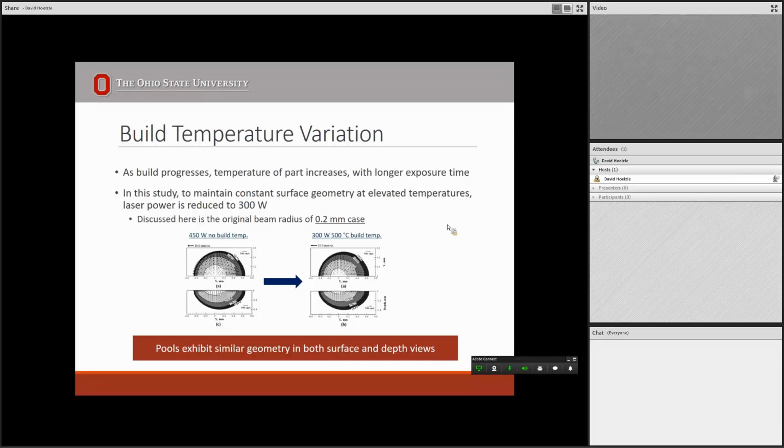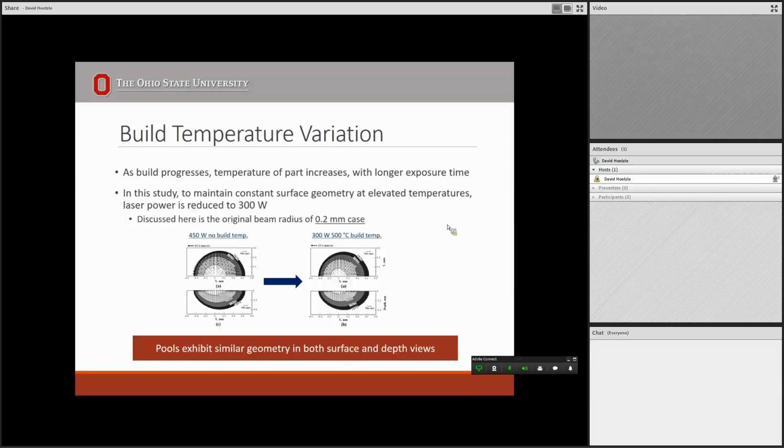So one thing this study investigated was, if my part starts with a temperature, in this case 500 degrees, can we lower our laser power to create the same geometry of melt pool. In this case it was 300 watts. So once they have the same geometry of melt pool, at 450 watts with no build temperature, and 300 watts with 500 Celsius build temperature, what does this do to the quality of our part?